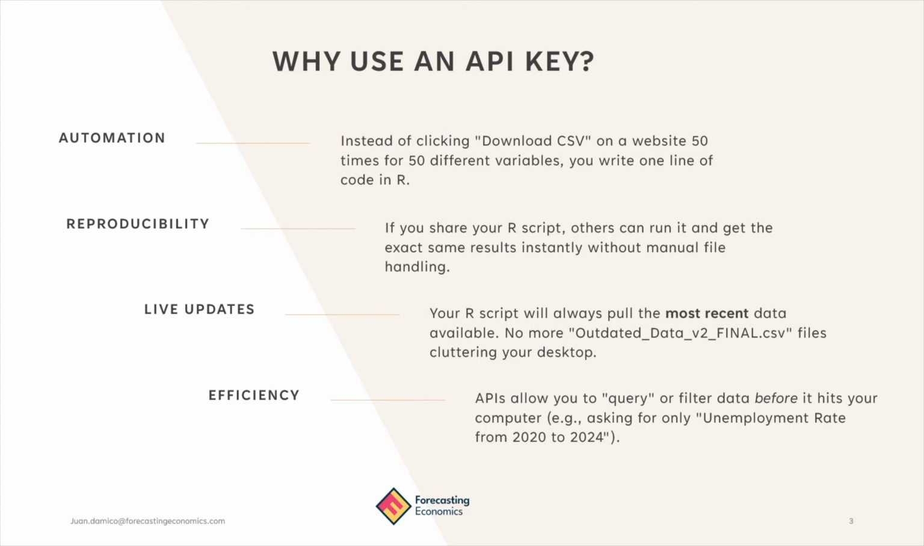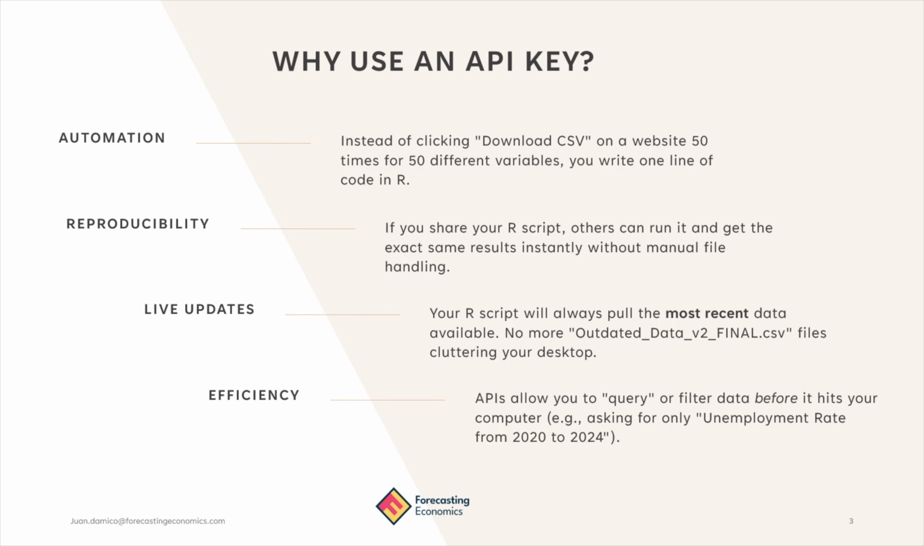So why are we going to use an API key? Like I said, automation. Instead of clicking download a CSV on a website 50 times for 50 different variables, you're just going to write one line of code in R. The second thing that is very important is reproducibility. If you share your R script, others can run it and get the exact same results instantly without manual file handling. So a lot of times you have to be sending files, sending data sets. Maybe there's errors with the data. Maybe there's drama. There's always problems. So we're going to be avoiding that stuff.